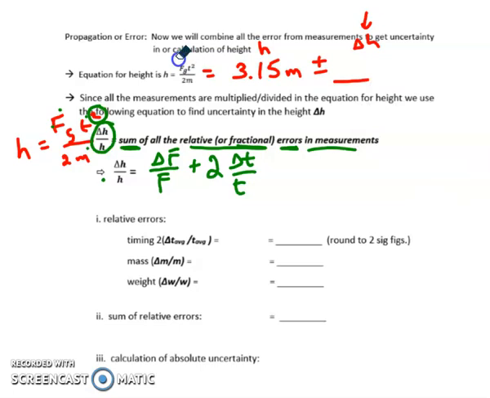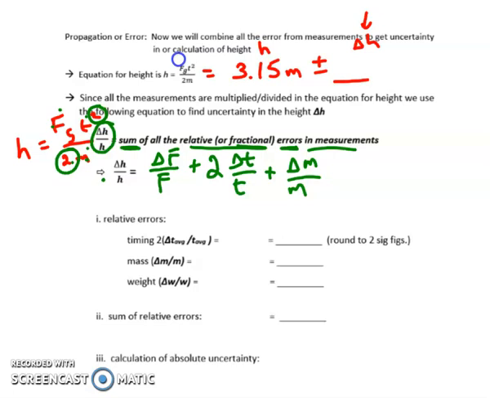And then to finish this off, we have the mass, so plus delta m over m. Now some of you might be wondering, what about this 2? Well, the 2 doesn't factor into this equation because 2 is not a measurement. There's no uncertainty in it, so I don't put it in here. The 2 is already taken care of when I calculated H.